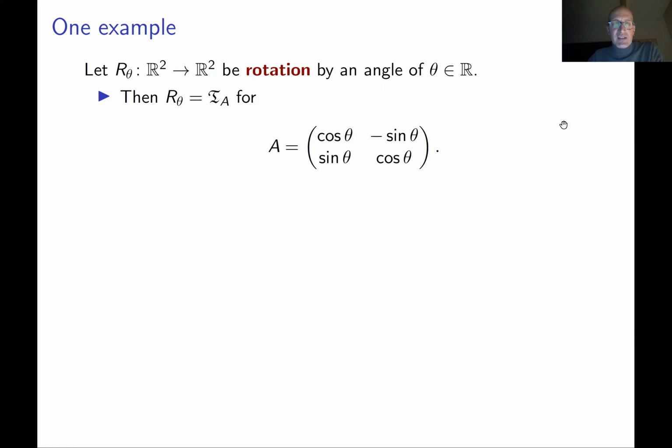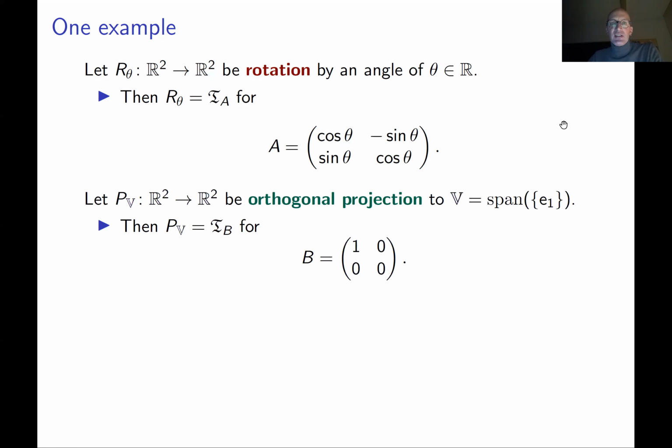Okay, good. Now let's consider some other linear transformation. Let's consider the orthogonal projection of the plane to the x-axis. So this is an orthogonal projection to the span of the vector E1. Basically, in coordinates, (x, y) goes to (x, 0). A very simple looking linear transformation. Then we can observe that this orthogonal projection can be obtained by multiplication by this matrix B: you just multiply the matrix B by the vector with coordinates (x, y) and you get the vector (x, 0).